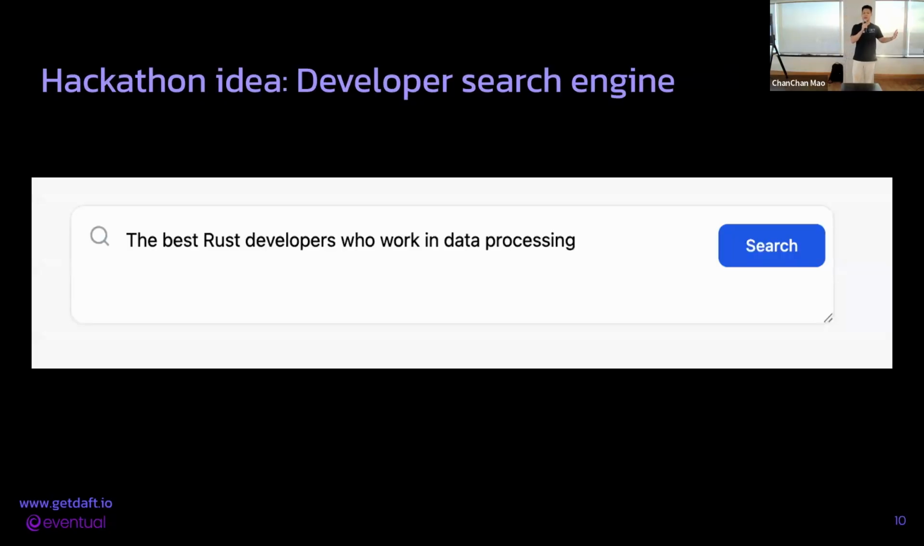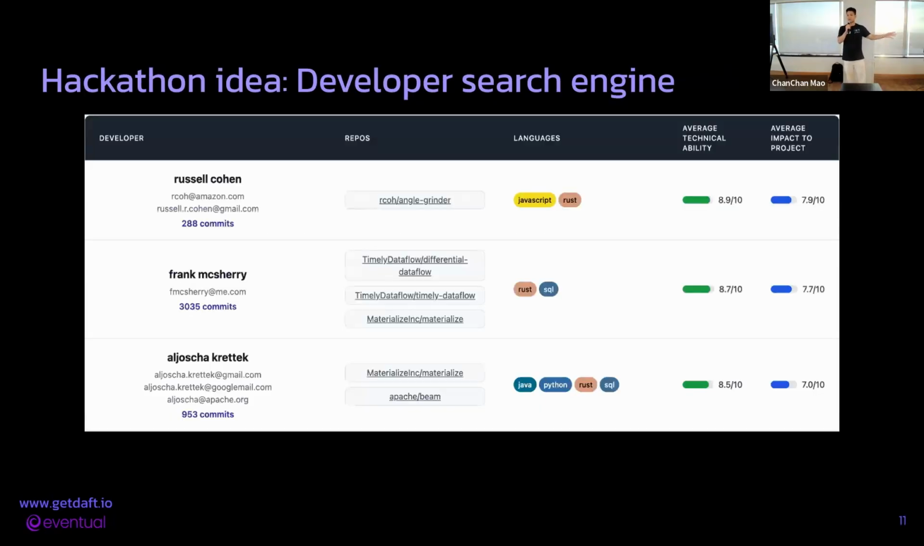What if I had an application that can understand, "I want to find the best Rust developers in data processing," and it's going to give me exactly what I want, the best Rust developers in data processing. This application knows the developer's code, it's seen it, it's reviewed it. It can tell me how good this developer was to this project, how good of a coder they are, what languages they used, how many commits they did, and which repos they contributed to.